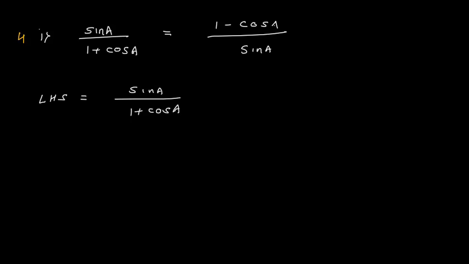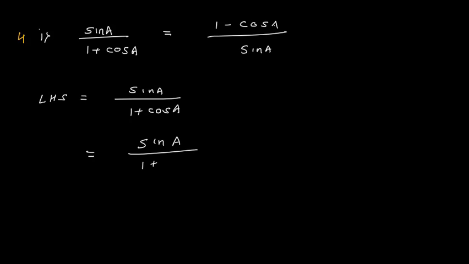Now if you see carefully, you want 1 minus cos A in the numerator and sin A in the denominator. So how do you achieve that? If you remember, how do you get sine from 1 plus cos? You have an identity: 1 minus cos square A is sin square A. Here it is 1 plus cos A. How do you get 1 minus cos square A? For that you have to multiply this denominator by 1 minus cos A. That is how we do it.